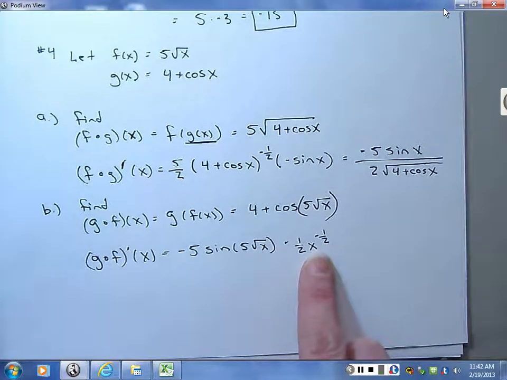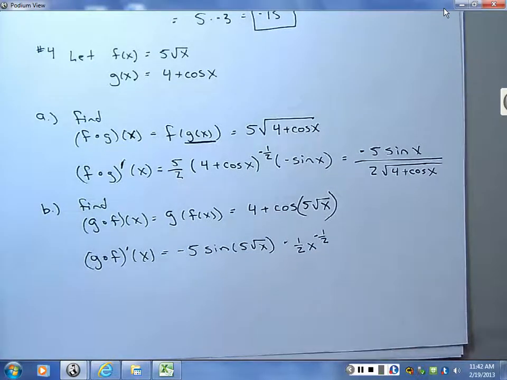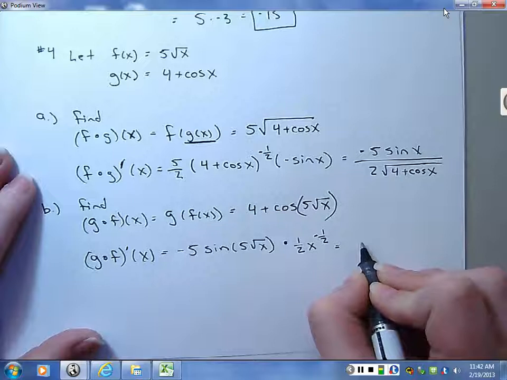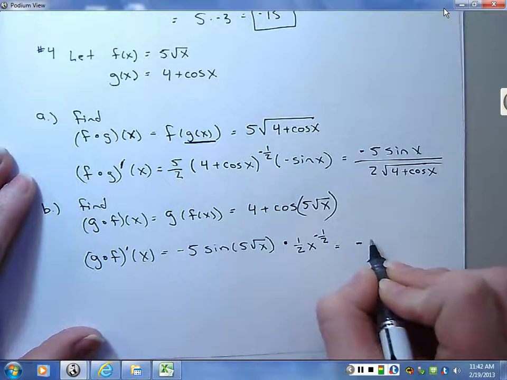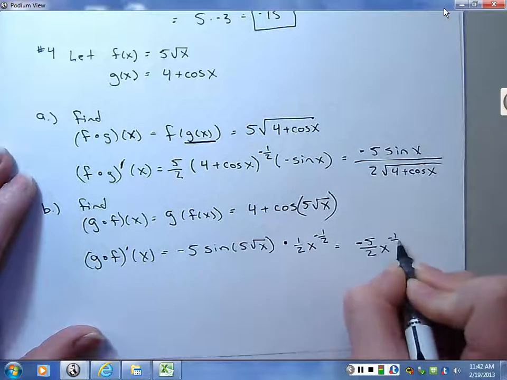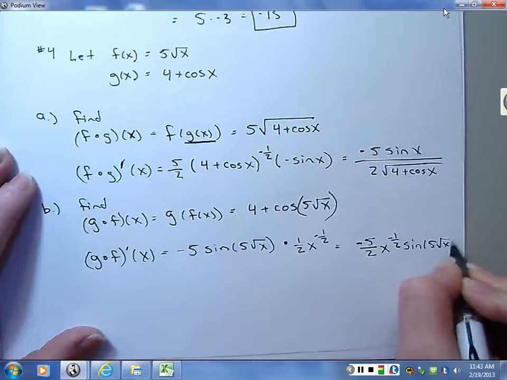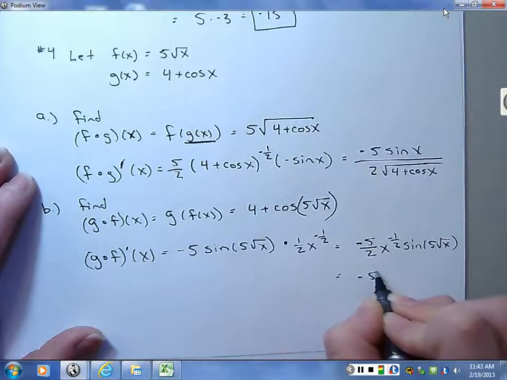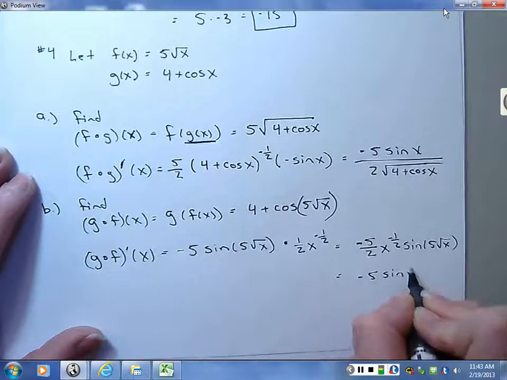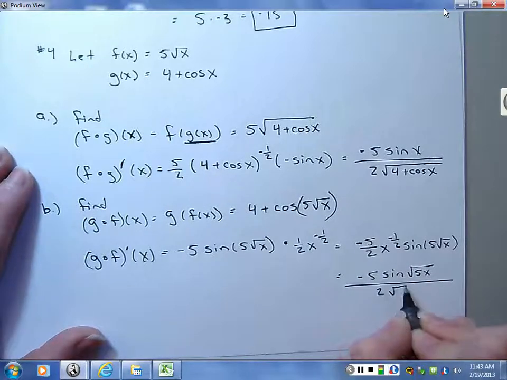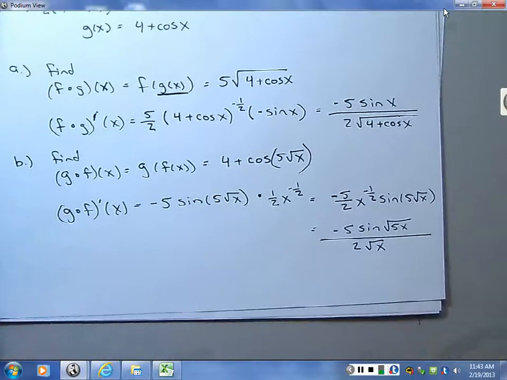Question. Could you write the 5 as 5 halves x to the negative 1/2? Definitely. Simplifying this, I would write this as minus 5 over 2 x to the minus 1/2 sine of 5 square root of x. But I could go one step further and write it as minus 5 sine of 5 square root of x over 2 square root of x. So what's the outside function of that?